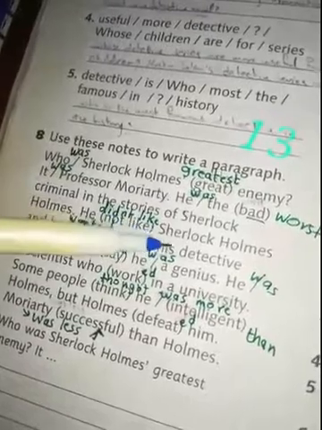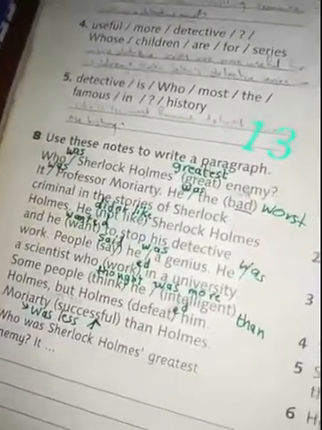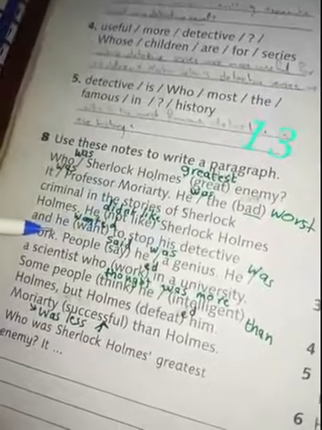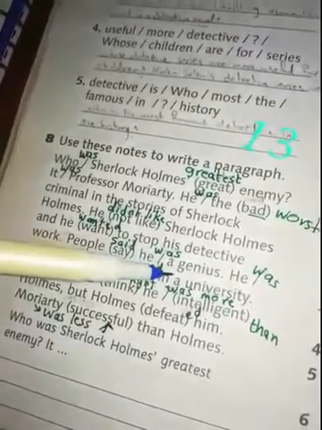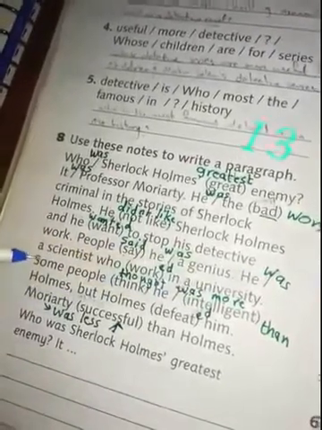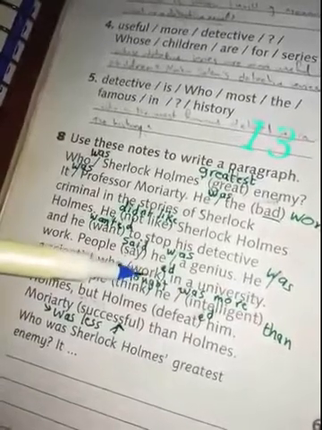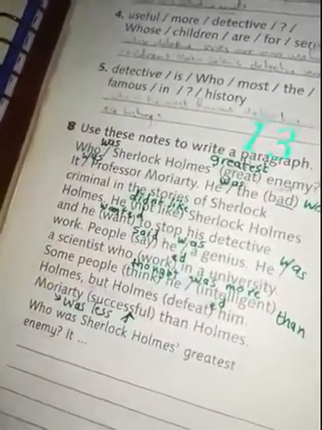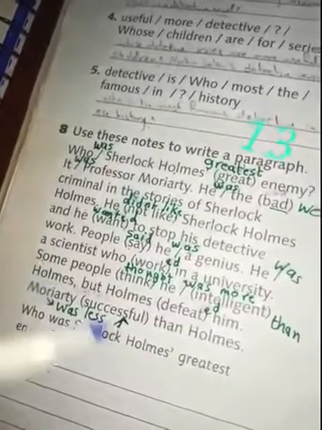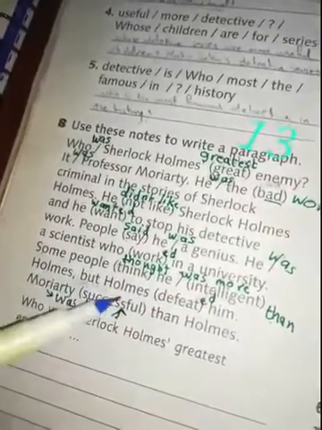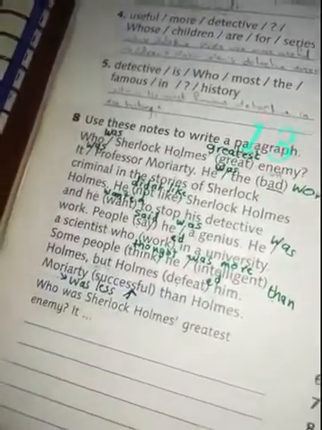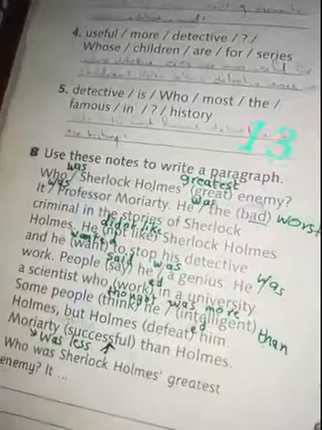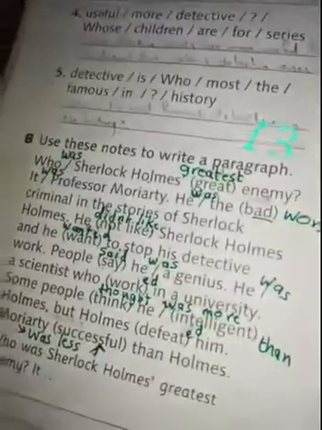He didn't like Sherlock Holmes because we talked about something in the past. He didn't like Sherlock Holmes and he wanted to stop his detective work. People said he was a genius. He was a scientist who worked in a university. Some people thought he was more intelligent than Holmes, but Holmes defeated him. Moriarty was less successful than Holmes. Write them here again and add the verbs and correct it. Something is wrong here, okay?